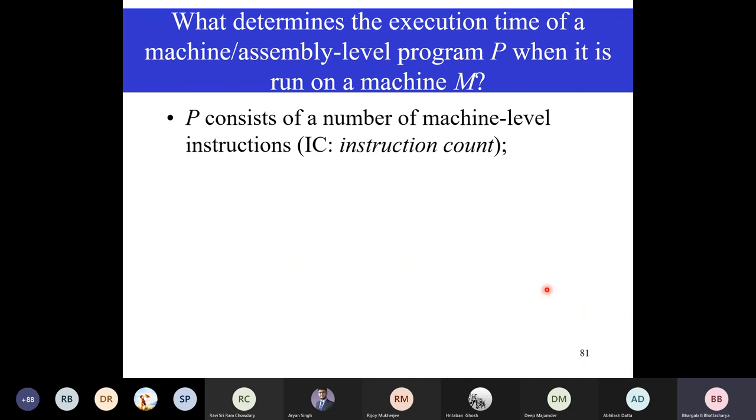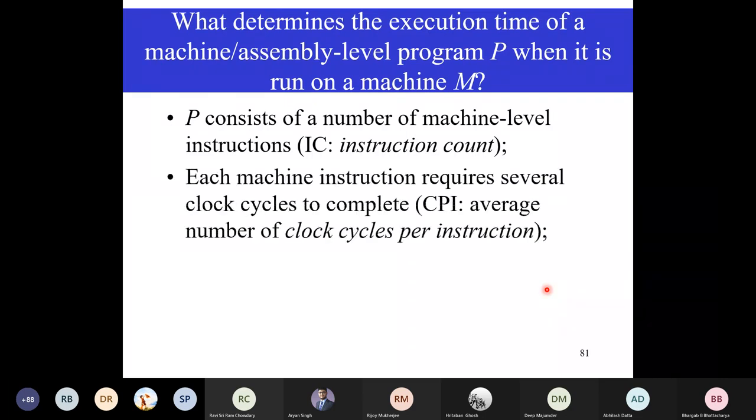So P consists of a number of machine level instructions. IC is the instruction count. Obviously, it will depend on the number of instructions in the machine language, right? Yes, sir. And each instruction requires some machine cycles. Remember that is instruction fetch, decode, execute, memory access, write back, and so on.